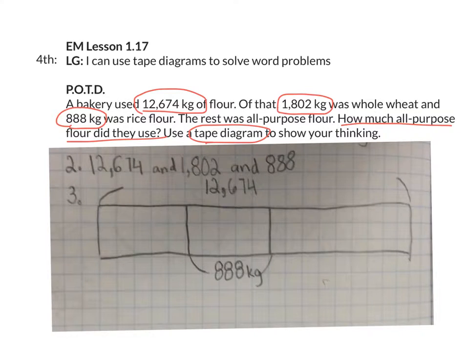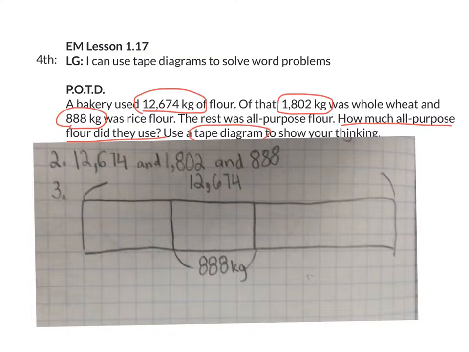So this tape diagram is off to a very good start, but it's a little bit incomplete. It shows that all together, the bakery used 12,674 kilograms. Okay. Then it shows that this part right here was 888 kilograms. So that yellow part, what does that represent? What kind of flour? Everyone? So you might even label it like that.